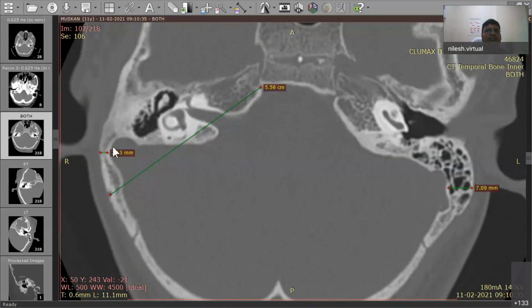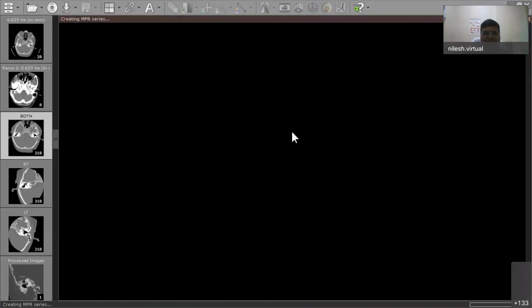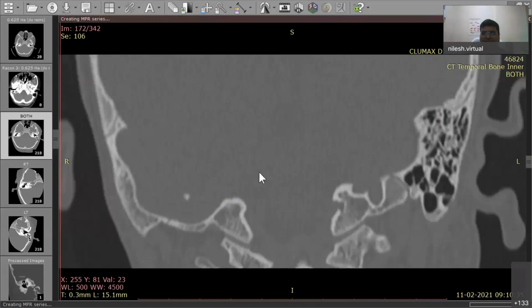Once you start drilling this area, immediately you will get the blue lining of the sigmoid sinus. Plus the antrum is here, so we drill in this area. If you drill here, you'll get the blue lining. If you drill here, you will get blue lining. So again, you have to drill more anteriorly, provided that the tegmen is normal. The tegmen you can see more clearly in the coronal cuts.